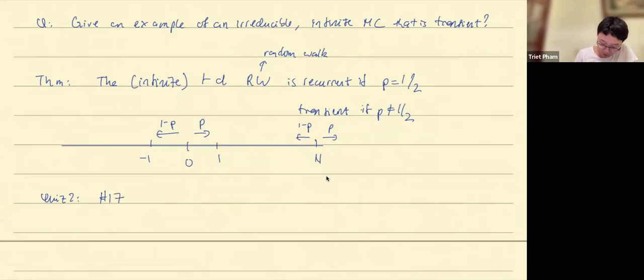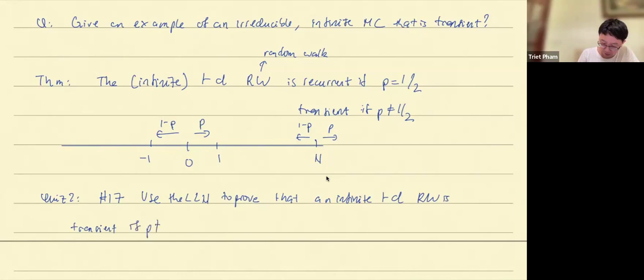Use the law of large numbers to prove that an infinite 1D random walk is transient if p is not equal to 1/2.